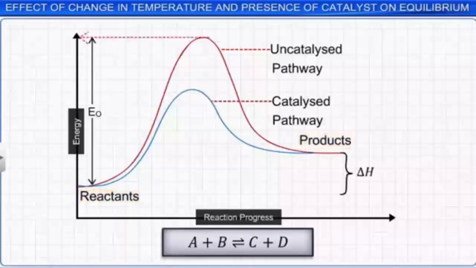A catalyst lowers the activation energy for the forward as well as the reverse reaction by exactly the same amount, and thus makes it easy for the reaction to proceed faster in either direction.